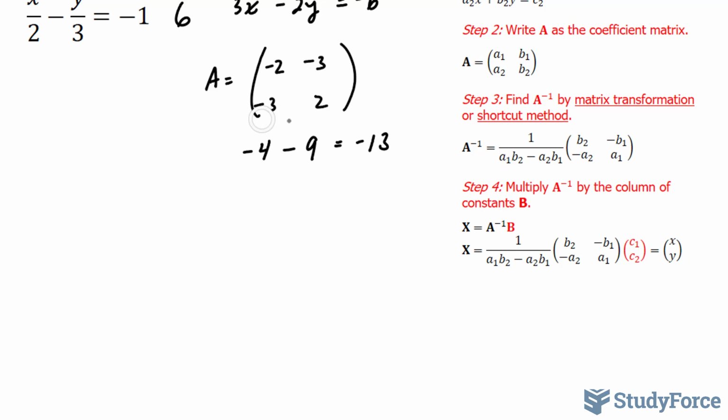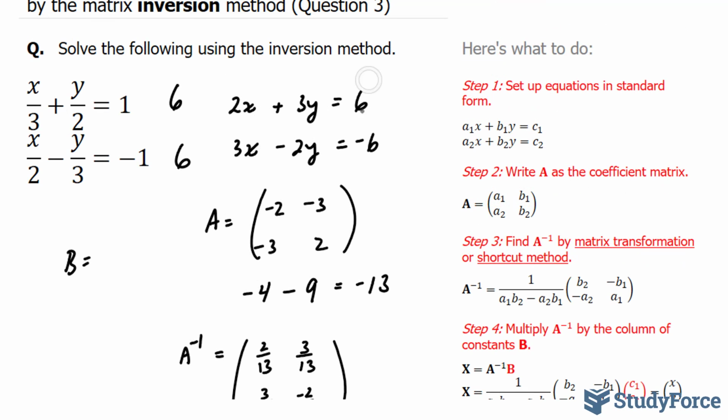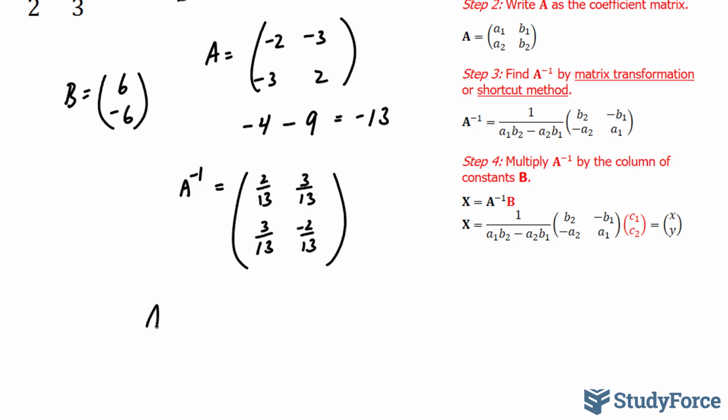Now we divide each of these elements by negative 13. Negative 2 over negative 13 is 2 over 13. That becomes 3 over 13, 3 over 13, and lastly, negative 2 over 13. This right here represents the inverse of matrix A. Our last step is to create a column vector, which we'll call B, for the right side, which was 6 and negative 6. And what we'll do is multiply A inverse with B.